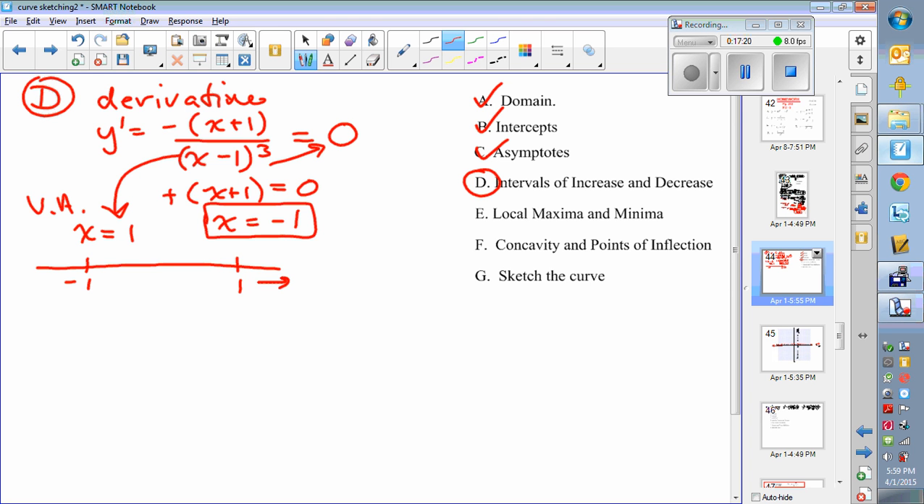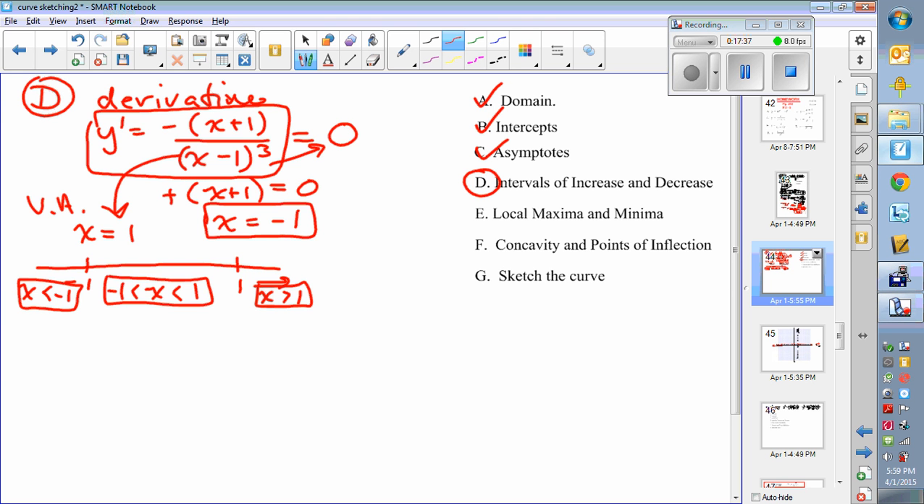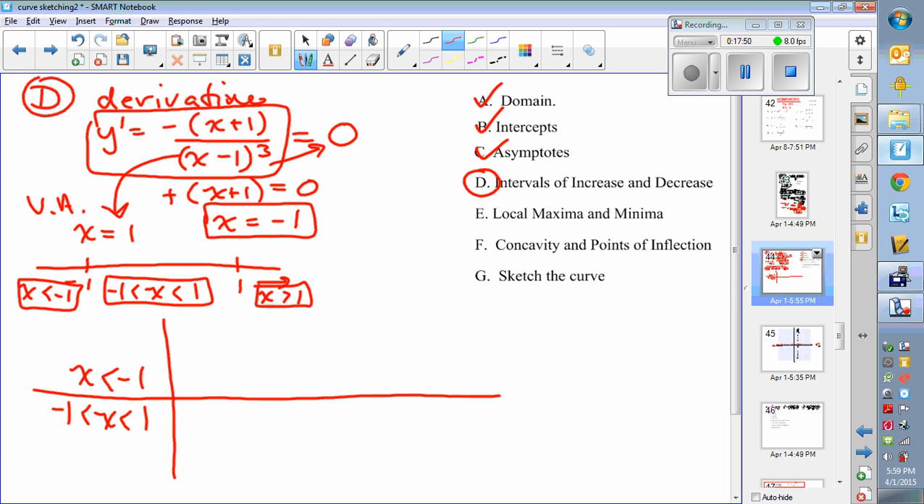So my intervals are x bigger than 1. My intervals are between 1 and negative 1 or less than negative 1. These are the three intervals I need to consider and test this derivative with. Okay, so the way we set this up, we looked at x smaller than negative 1. We're testing x is between negative 1 and 1. And we're testing x is larger than 1.